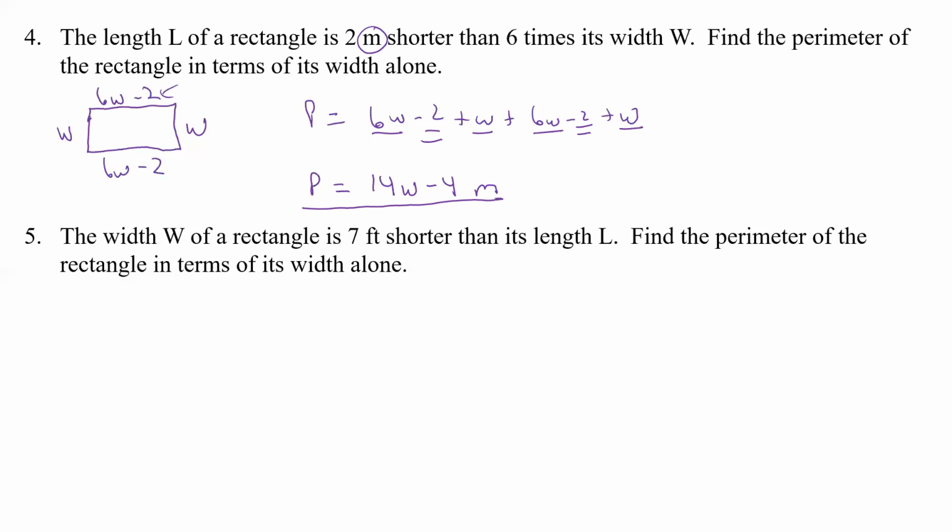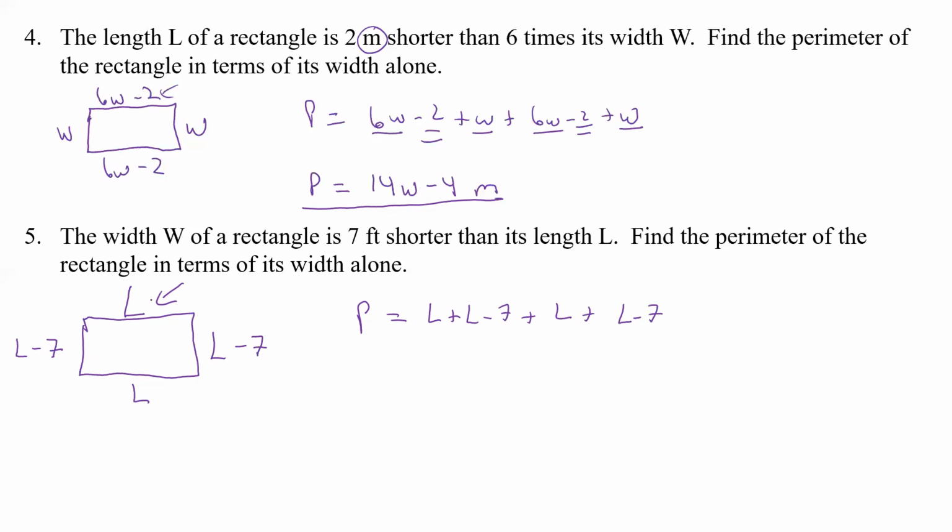What about the next one? The width W of a rectangle is 7 feet shorter than its length. All right, so we're getting the pattern here. So the width is 7 feet shorter than its length. Well, that's the length, and this is going to be L minus 7. Okay, and so that means that's L, and that's going to be L minus 7. So those are the same, those are the same. And so the perimeter is going to be, let's start here, L plus L minus 7 plus L plus L minus 7. So we got each of the four sides.